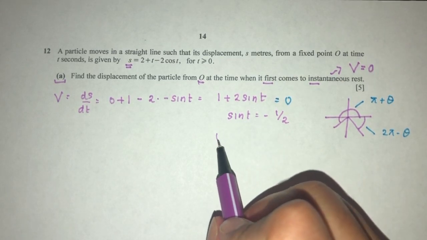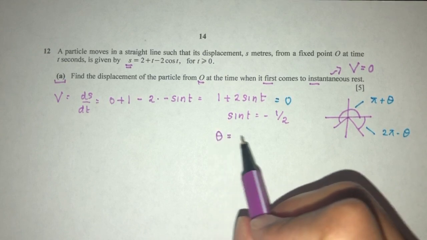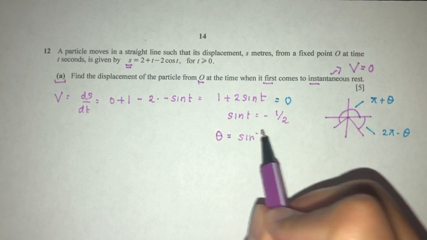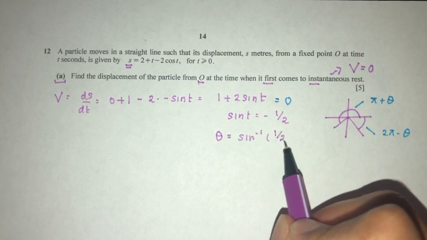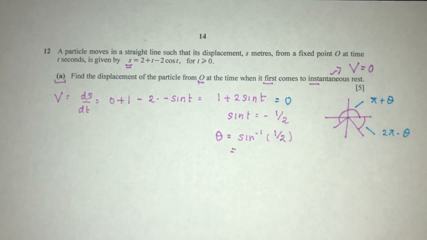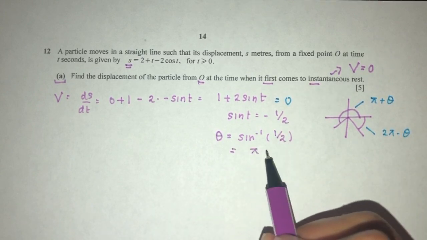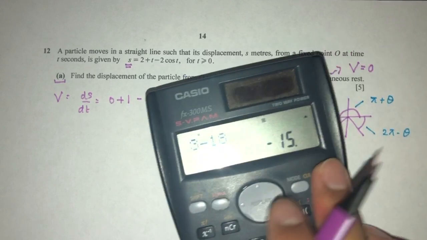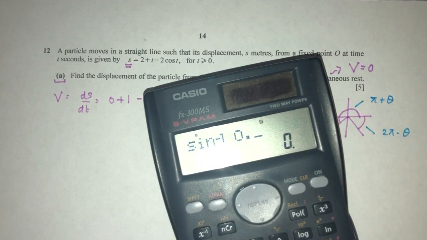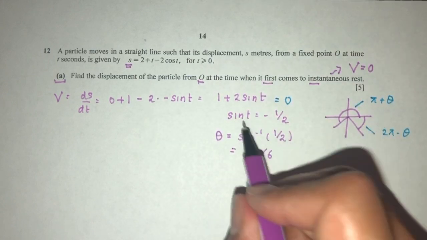First things first, find the value of theta. Again, theta is not the answer. That will be sine inverse of half, which is the positive value right here. That should be pi over 6, because we know that sine of 30 degrees, which is pi by 6. Now from here we can find the value of t.